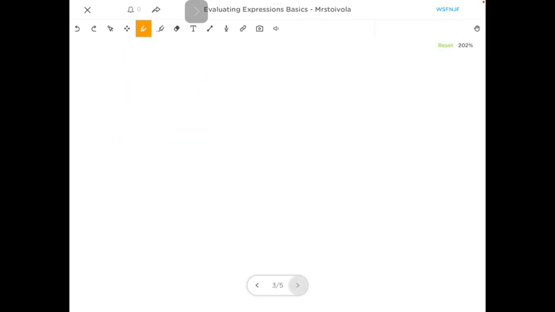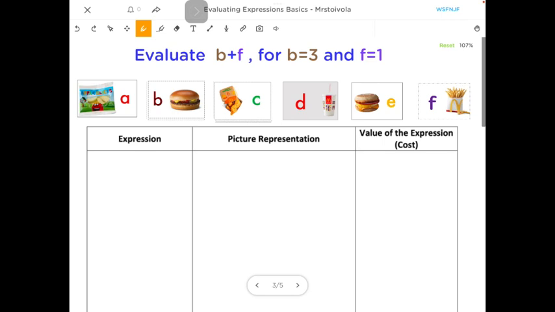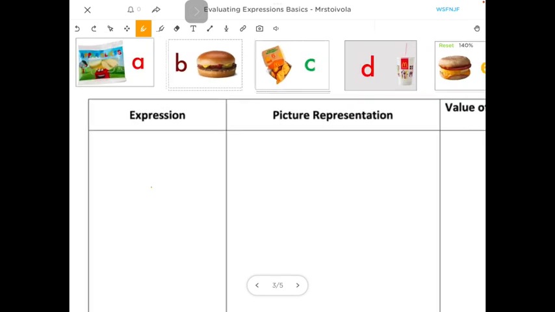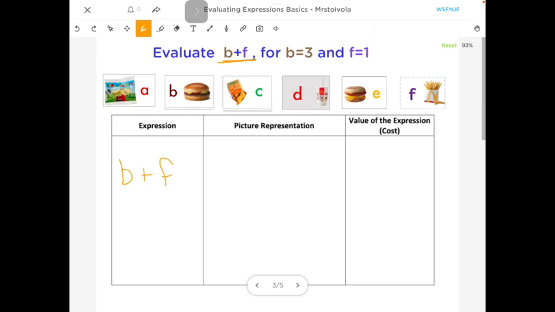All right, so here's our first problem that we're going to do McDonald's style. Up on the top, it says evaluate b plus f. So I'm going to rewrite that here. B plus f, for b equals 3 and f equals 1. Well, the very first thing I'm going to do is think about what b means. B is a burger. So somebody is getting a burger and they're getting fries.